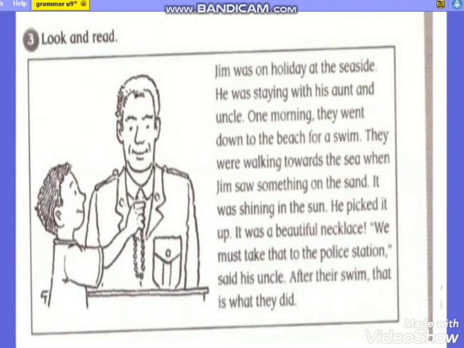Here you have a paragraph. Let's read it. Jim was on holiday at the seaside. He was staying with his aunt and uncle. One morning, they went down to the beach for a swim. They were walking towards the sea when Jim saw something on the sand. It was shining in the sun. He picked it up. It was a beautiful necklace. We must take that to the police station, said his uncle. After their swim, that is what they did.